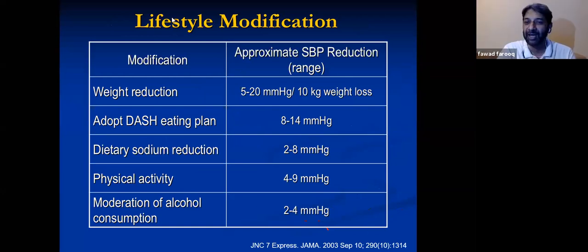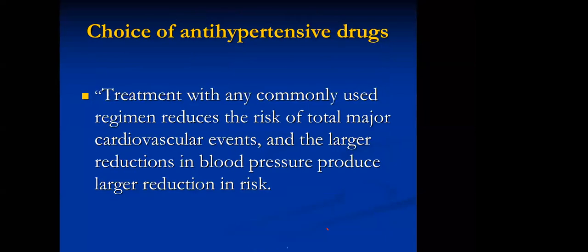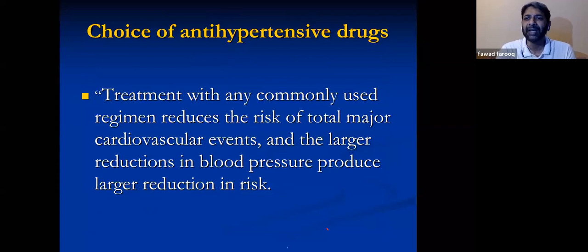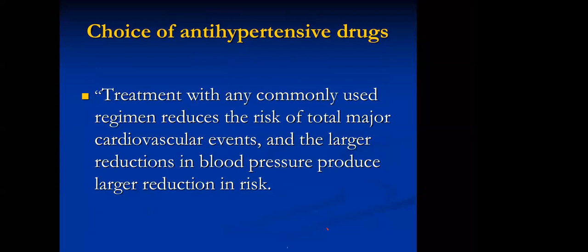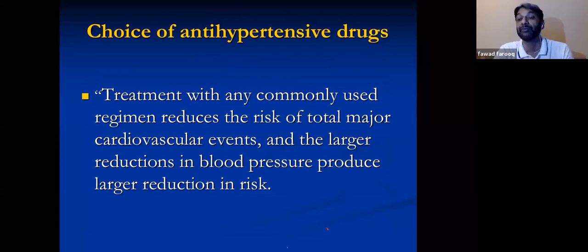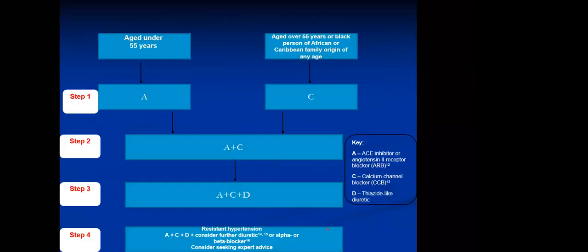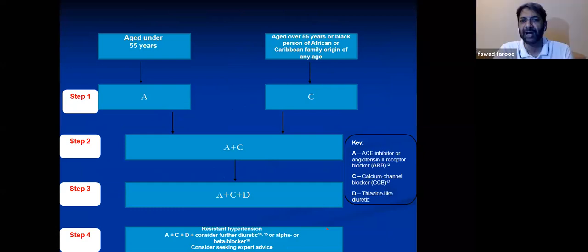If he is really following these conservative measures, which are weight reduction, DASH diet, sodium reduction, physical activity, moderation of alcohol, and all these. Now, regarding drug treatment or choice of treatments, any drug that brings the blood pressure down can help you in achieving benefits. But there are some guidelines which suggest different drugs. If you look at the NICE guidelines, if your patient is young, you can offer ACE/ARB. If he's above 55, you can offer a calcium channel blocker. As a second choice, A plus C, then A plus C plus D, and then beta blocker and so on.